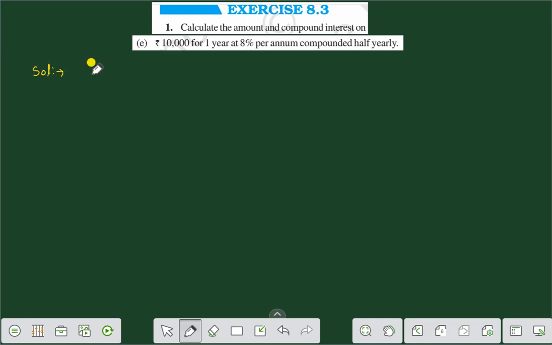Here you see principal P is given as rupees 10,000. Rate of interest R is equal to 8% per annum compounded half yearly. That means 4% per half yearly.